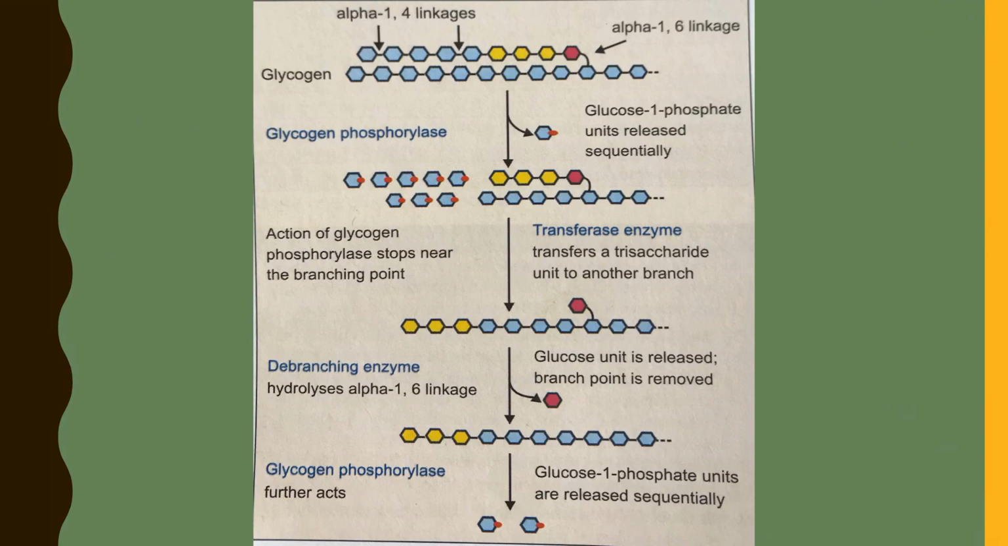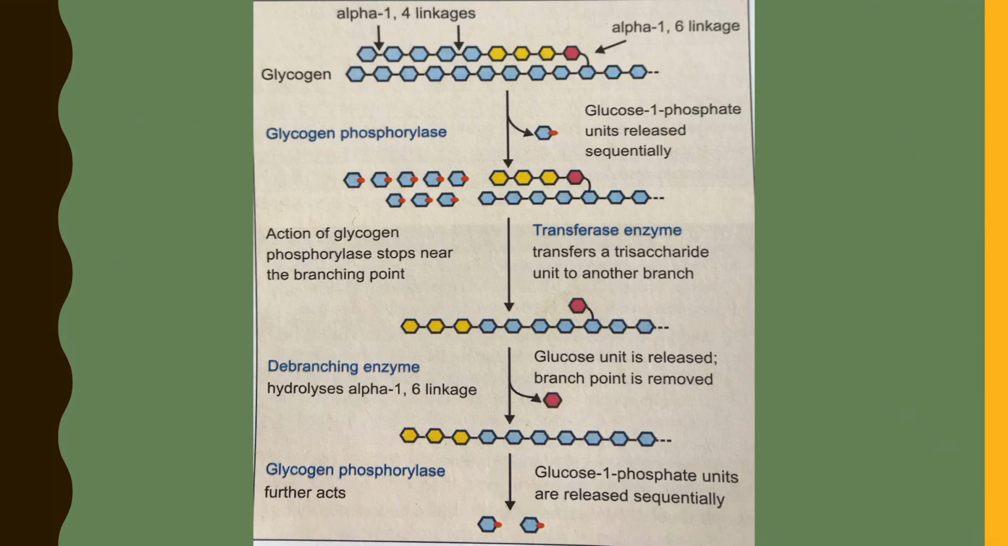So what we have to do? We have to convert this glycogen to glucose monomers. For that the glycogen phosphorylase enzyme comes. And what is the function of glycogen phosphorylase? This glycogen phosphorylase causes the cleavage of the alpha-1,4 linkage, so the glucose 1-phosphate units are released sequentially. But the function of glycogen phosphorylase stops near the branching point, near the yellow glucose, because it is the branching point. The glycogen phosphorylase is not active here.